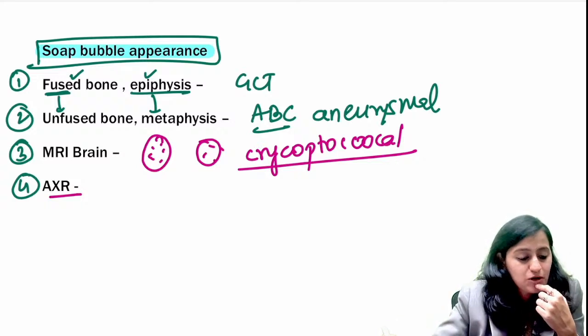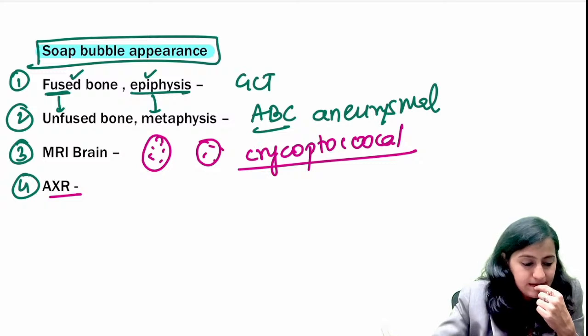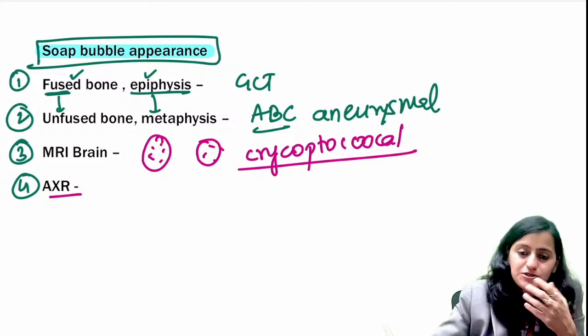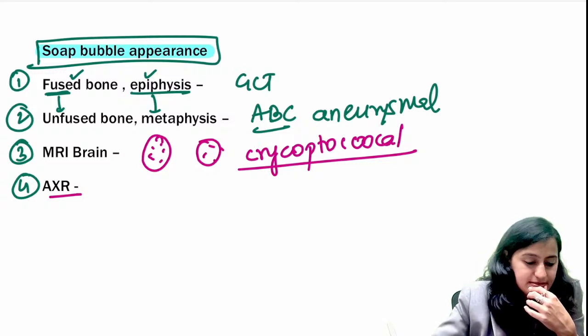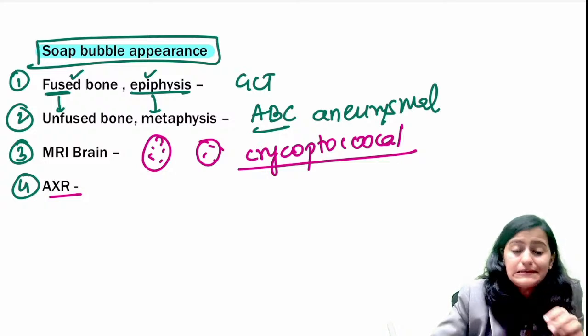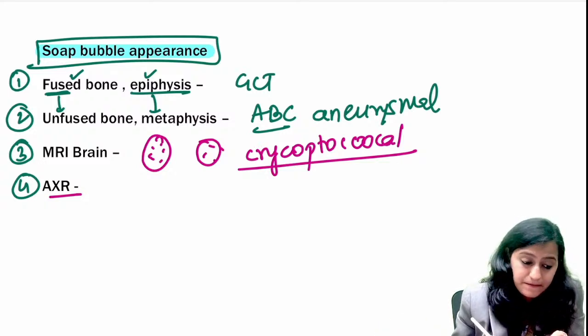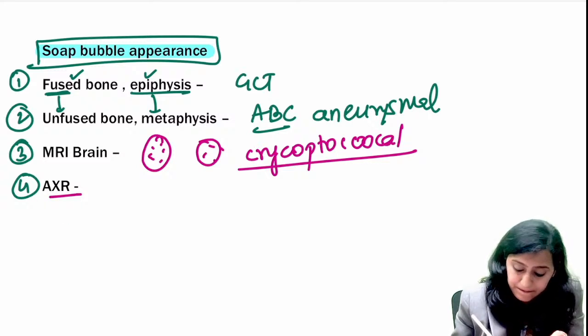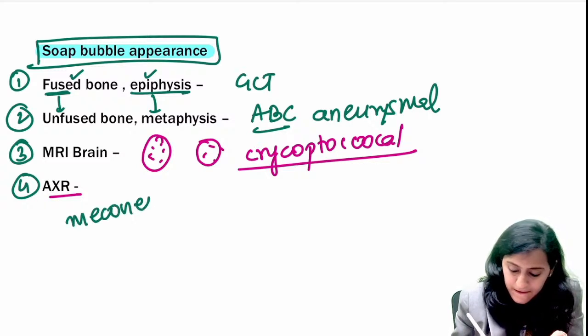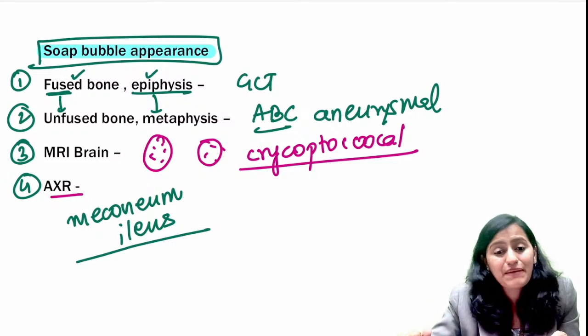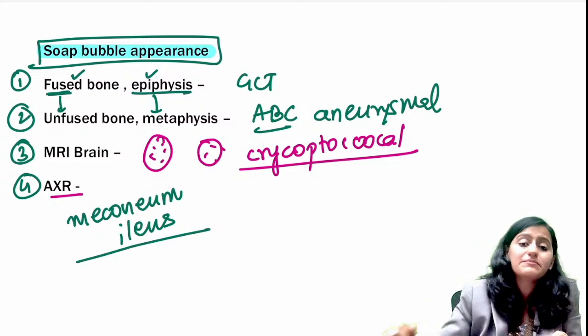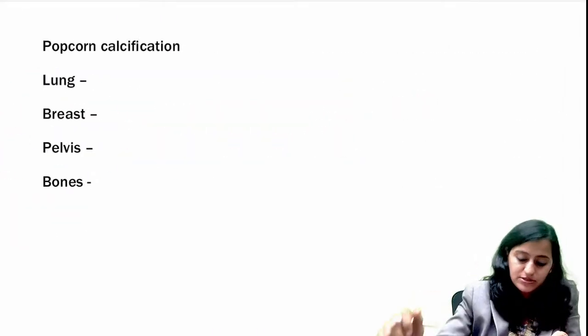Soap bubble in abdominal X-ray? Yes, even adamantinoma can give the soap bubble appearance. Pneumatosis intestinalis, rather. Soap bubble appearance is seen in meconium ileus, which is associated with cystic fibrosis.